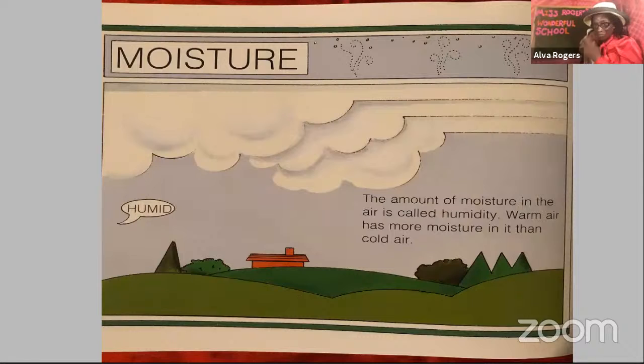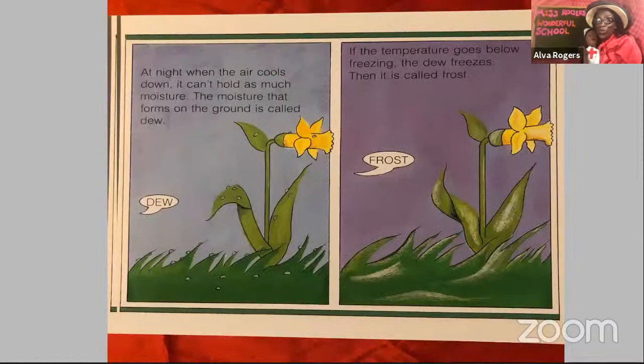Moisture. Humid. The amount of moisture in the air is called humidity. Warm air has more moisture in it than cold air. At night, when the air cools down, it can't hold as much moisture. The moisture that forms on the ground is called dew. If the temperature goes below freezing, the dew freezes. Then it is called frost.